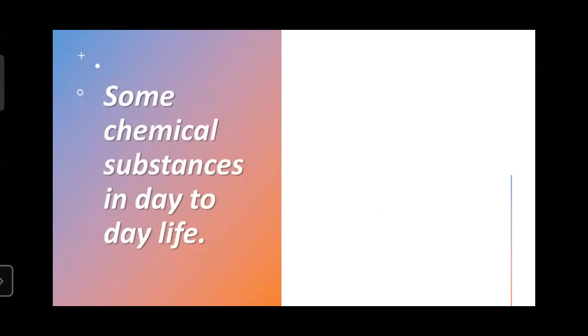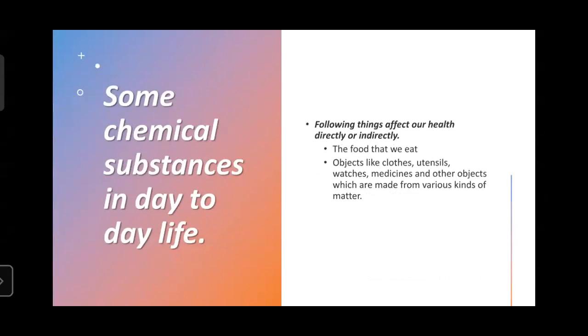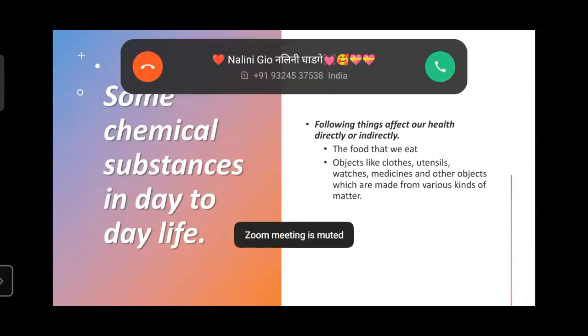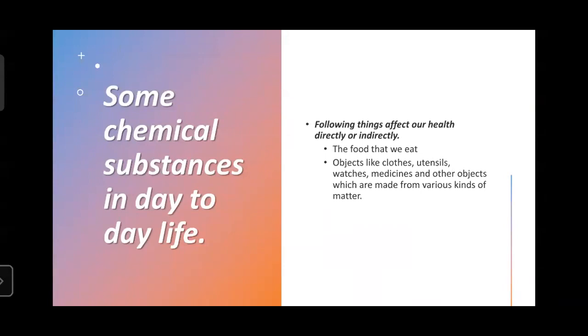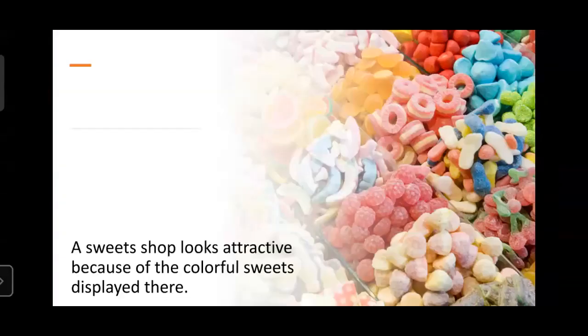Now we will move on to the next topic, some chemical substances in day-to-day life. The following things affect our health directly or indirectly. The first is the food that we eat. Second, objects like cloth, utensils, watches, medicines, and other objects made from various kinds of matter will affect your health directly or indirectly. So we will see about some of them here.